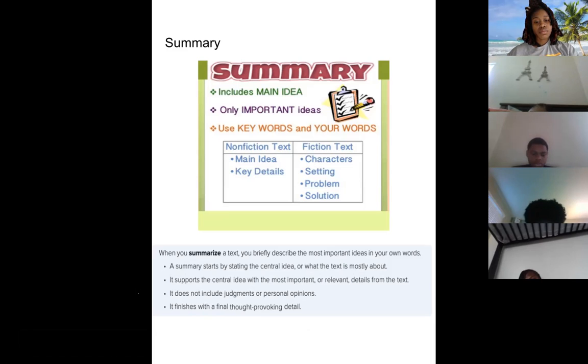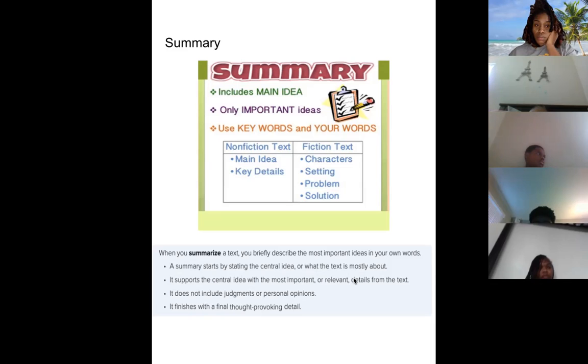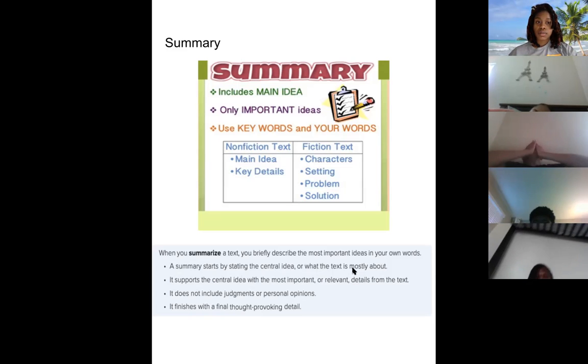Omar, read the first bullet. A summary starts by stating the central idea or what the text is mostly about. Okay, what does that mean to you? What does that line mean? Like putting the main thing in the summary, what it's about? Okay, it says a summary starts by stating the central idea or what the text is mostly about. So what does that mean? To what the story is about. That's what the central idea means. But what does it mean when it says a summary starts by stating the central idea? What does that mean?